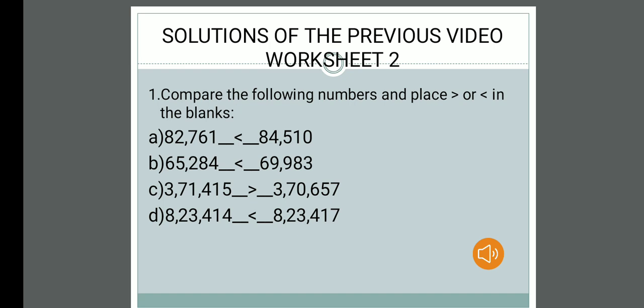And the next number, 3,71,415, you have to compare with 3,70,657. Now you can see in this question the lakh position both are same, the 10,000 position both are same, but they are differing at the 1,000 place. Here at the 1,000 place 1 is there and here at the 1,000 place 0 is there. So automatically 3,71,415 is greater than 3,70,657.